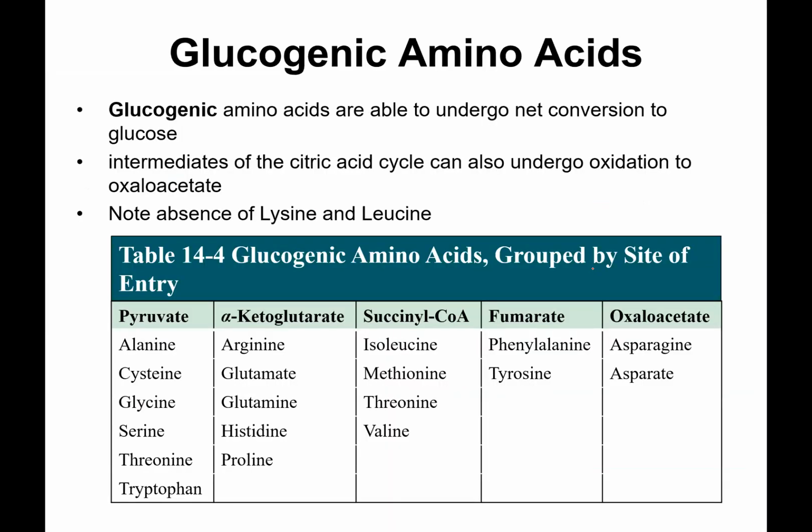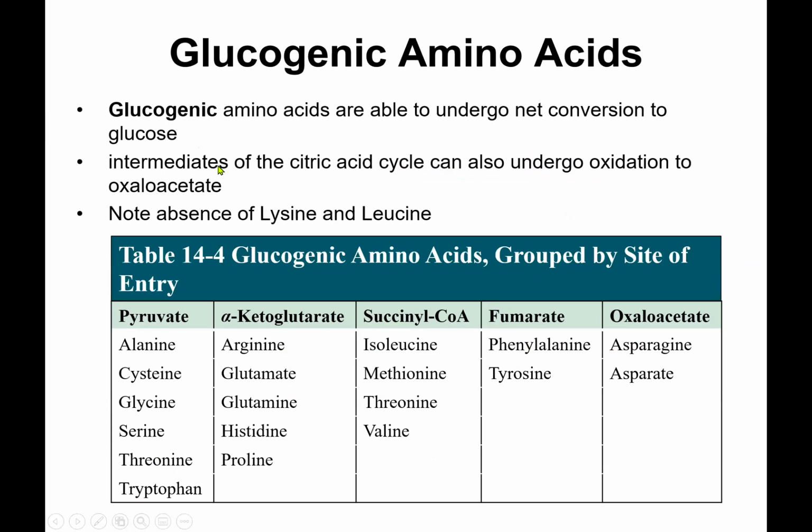We can think now a little bit about some of these other sources, which are glucogenic amino acids as precursors to gluconeogenesis. Glucogenic means what it sounds like: these are amino acids that can undergo a net conversion to glucose through intermediates.